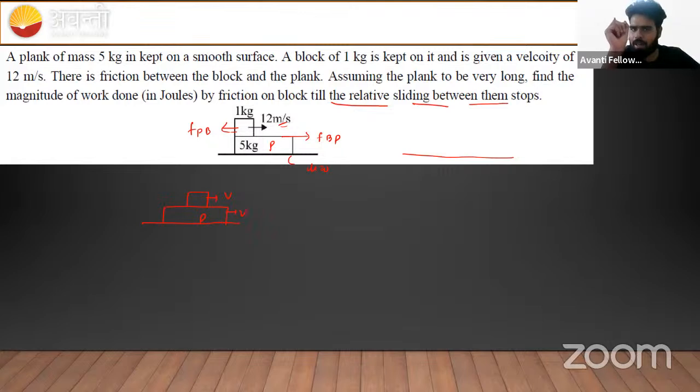If we consider the net horizontal force, then what will happen in the horizontal direction? Because friction is the only force, for the system of the plank and the block, the net force in the horizontal direction is 0.